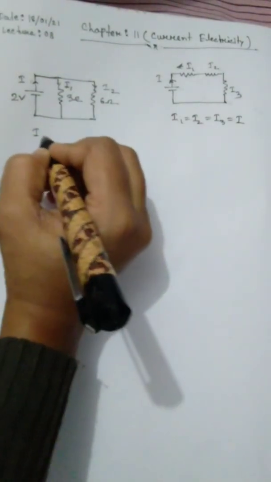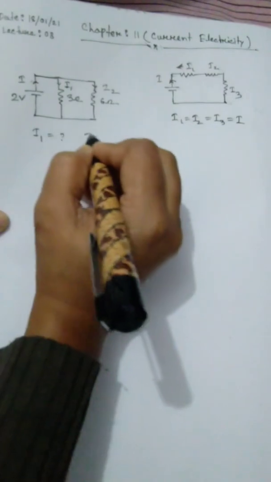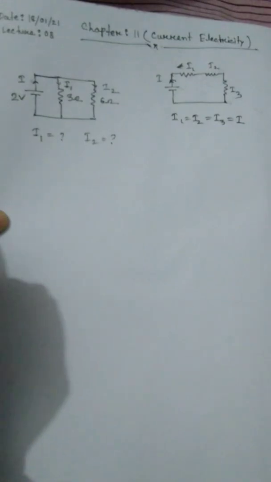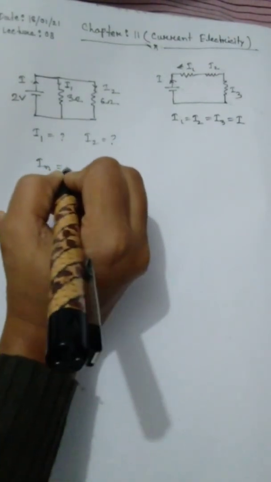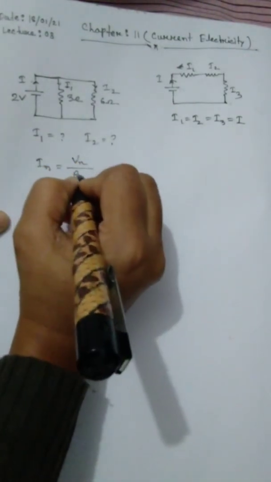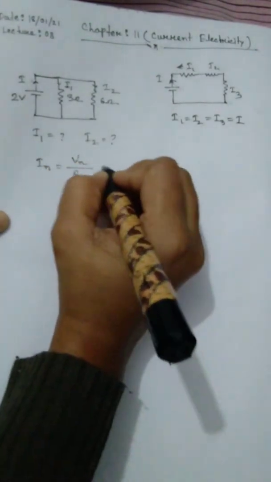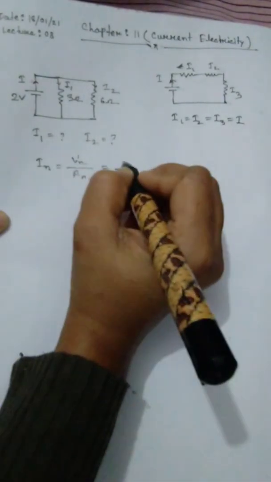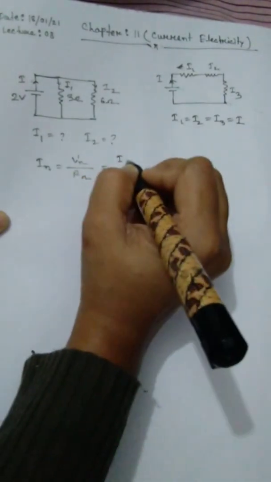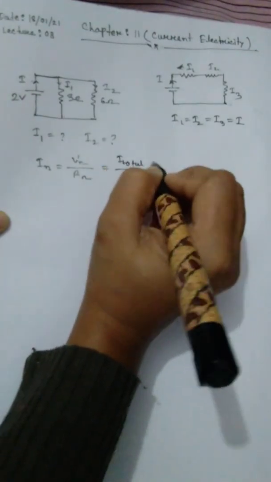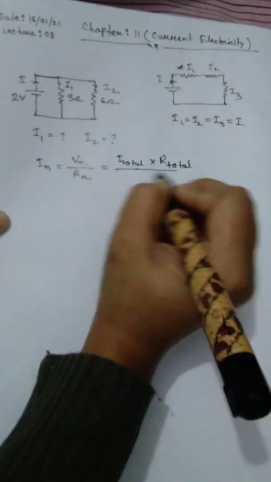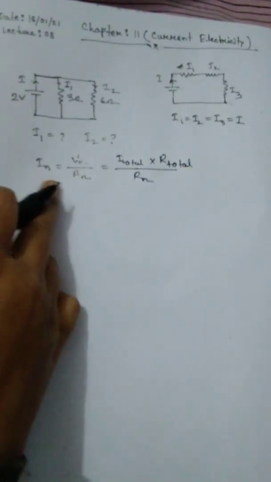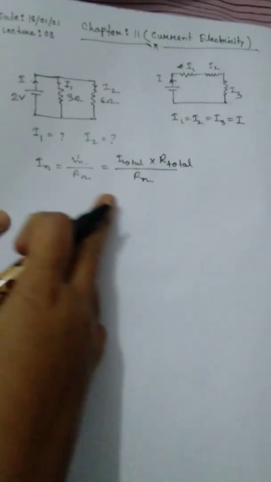We have to measure the current I1 and I2. What is the value of I1? What is the value of I2? For determining this, I want to tell you a single formula. IN equals VN divided by RN, and from Ohm's law we can write that VN equals I total into R total, and RN is the resistor for which we are trying to calculate the current.